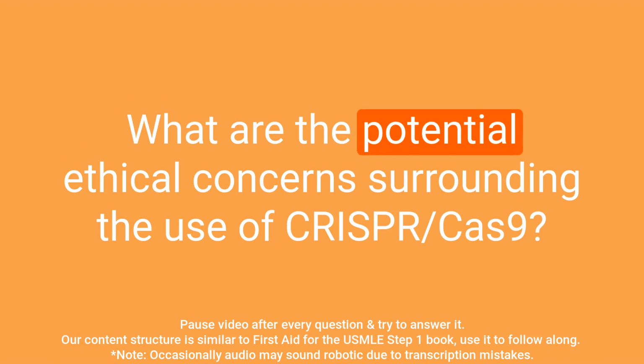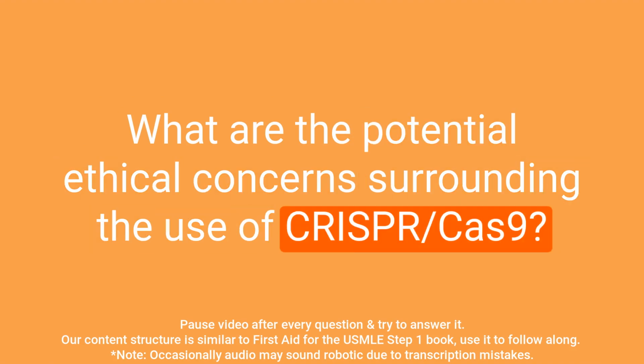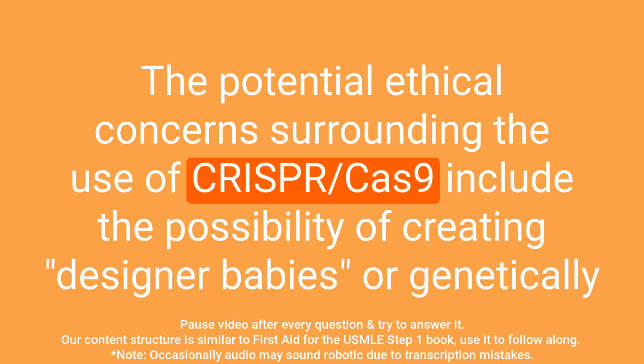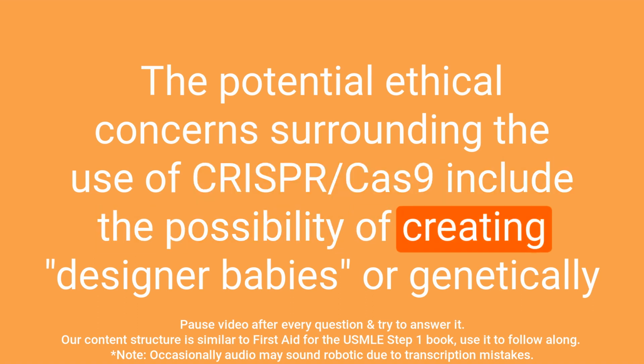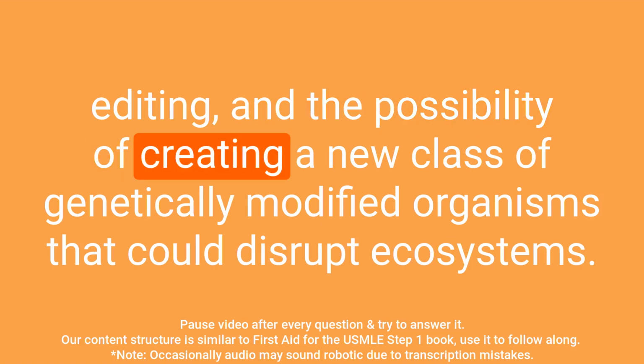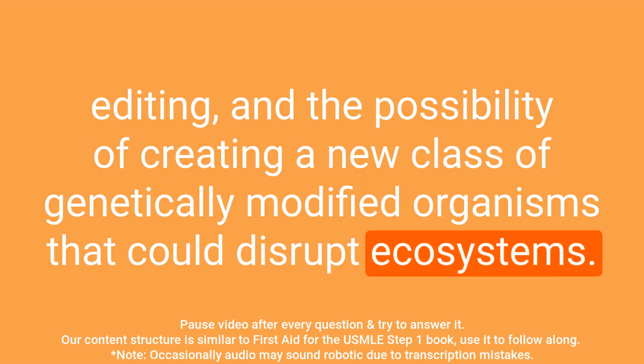Question: What are the potential ethical concerns surrounding the use of CRISPR divided by Cas9? Answer: The potential ethical concerns surrounding the use of CRISPR divided by Cas9 include the possibility of creating designer babies or genetically modifying humans in ways that could be harmful or unfair, the potential for unintended consequences of genome editing, and the possibility of creating a new class of genetically modified organisms that could disrupt ecosystems.